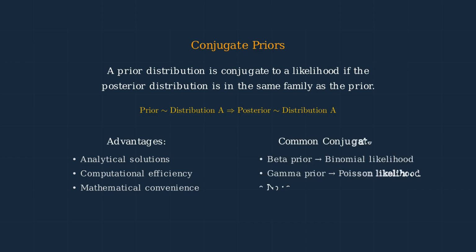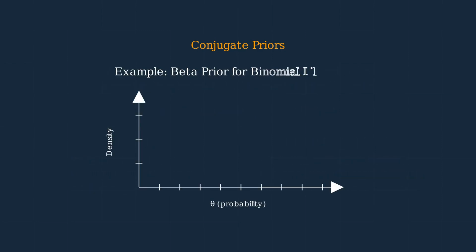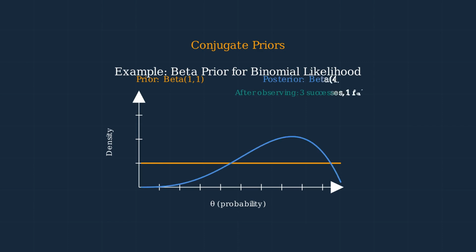Common conjugate pairs include the beta prior for a binomial likelihood, gamma prior for Poisson likelihood, and normal prior for normal likelihood. Let's look at an example of the beta-binomial conjugate pair. We start with a beta 1-1 uniform prior, representing no initial preference for any probability value. After observing 3 successes and 1 failure in our data, we update to a beta 4-2 posterior. The posterior remains in the beta family, demonstrating the conjugacy property.